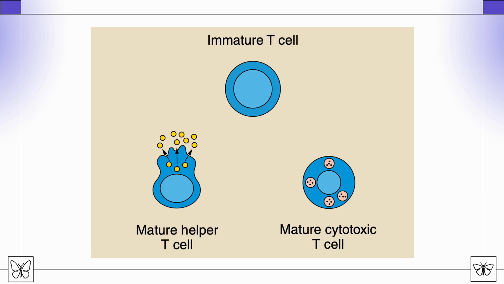The immature T cells do not recognize free-floating antigens. Rather, their surfaces contain specialized antibody-like receptors that see fragments of antigens on the surfaces of infected or cancerous cells. Now, we have two types of T cells, the helper T cells and the cytotoxic T cells.